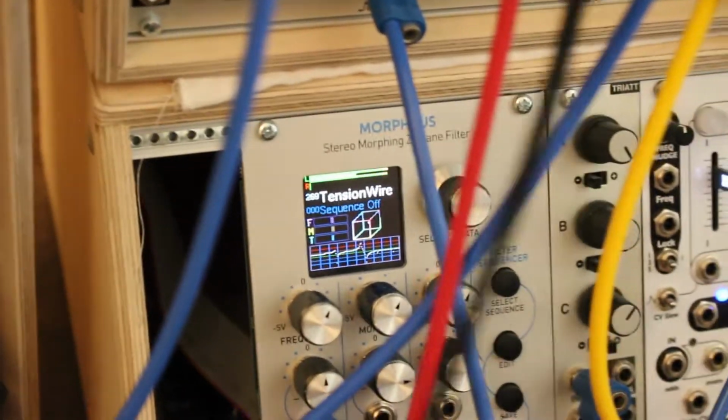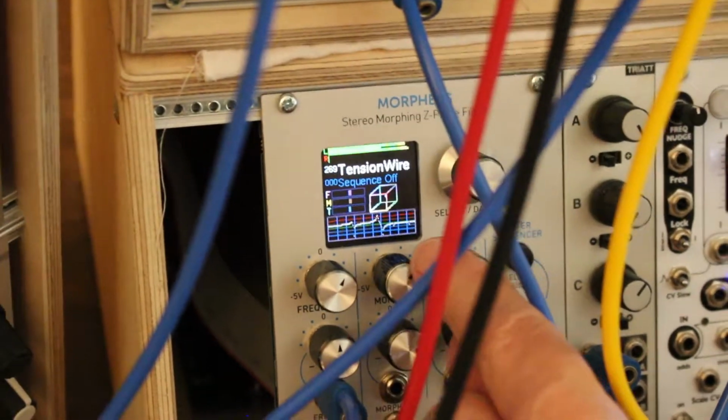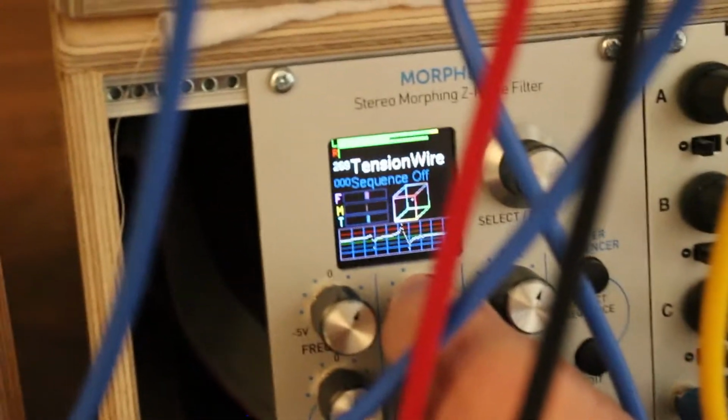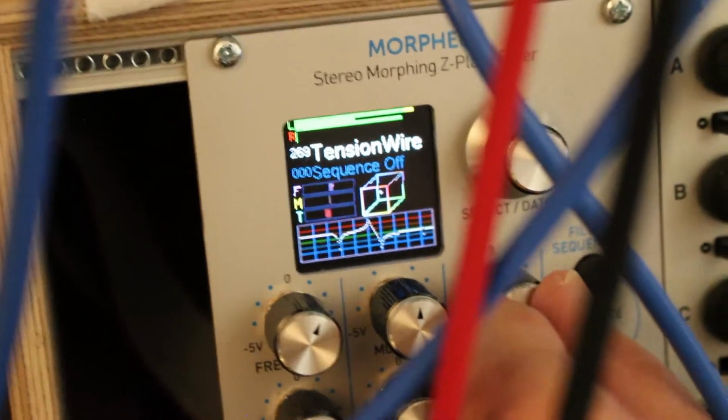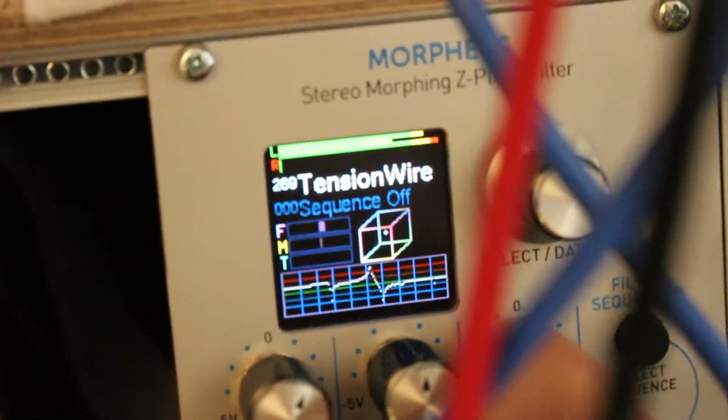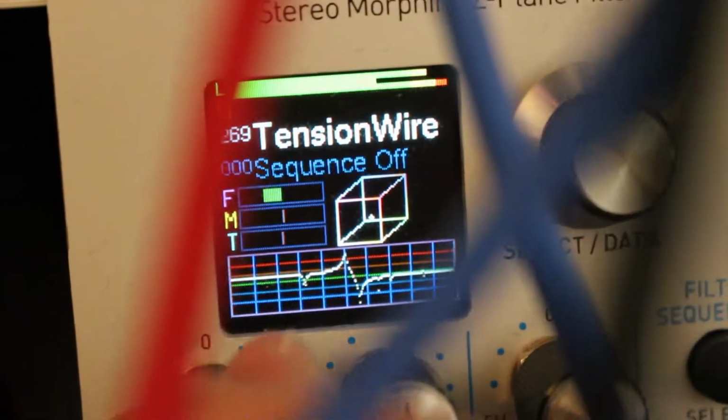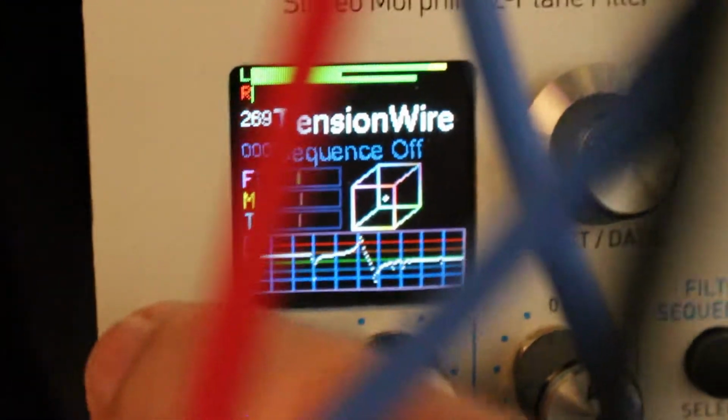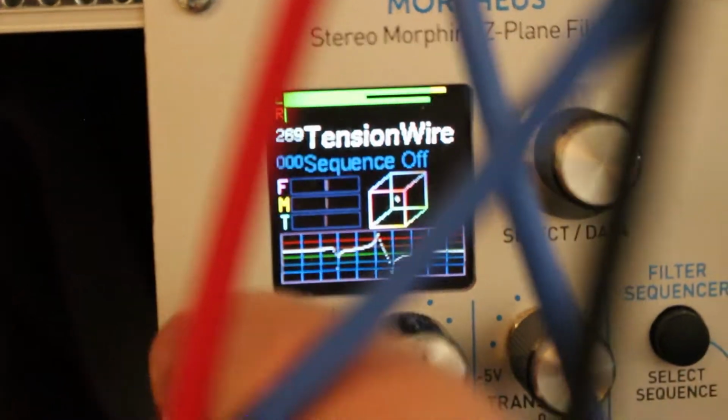There's a cube there, and when I turn one of these knobs, if you look really close, you'll see the little dot in the cube. I don't know, my autofocus is going to handle it. The little dot in the cube is going to move around. There it is. There's the dot in the cube. And he also gives you an approximation of the filter response curve at the bottom. Yep, I see it.